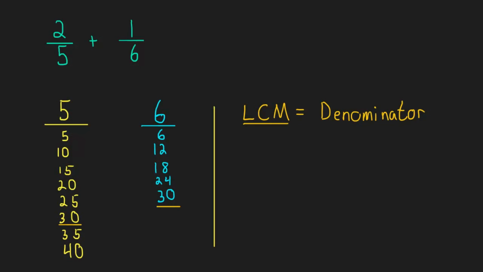Okay, well over here we did 5 times what? Well, it was 5 times 6 equal to 30. Here, it was 6 times 5, the same two numbers. Okay, how does that relate to our original problem? Well, that means to get the denominator to be 30, we need to multiply by 6.